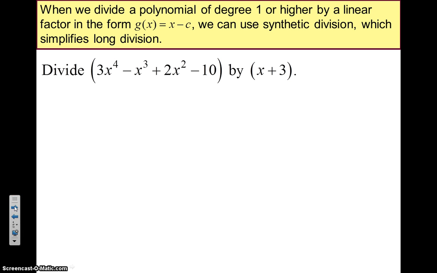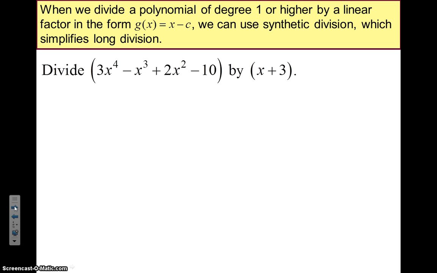Alright, so that is long division. Now we're going to look at synthetic division. So in order to use synthetic division, we have to be dividing by a polynomial of degree 1 with a leading coefficient of just 1. The constant term can be any value, but it has to be in that form where we have a polynomial with a leading coefficient of 1 and a degree of 1. If it doesn't have that, we can't use synthetic division.